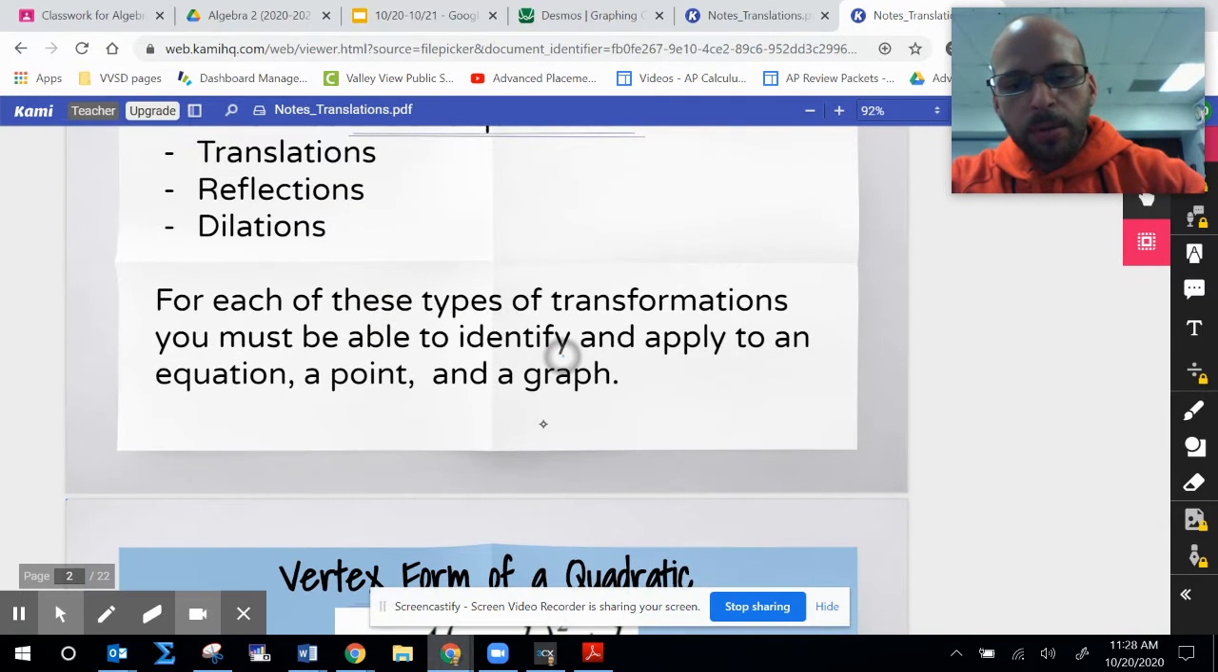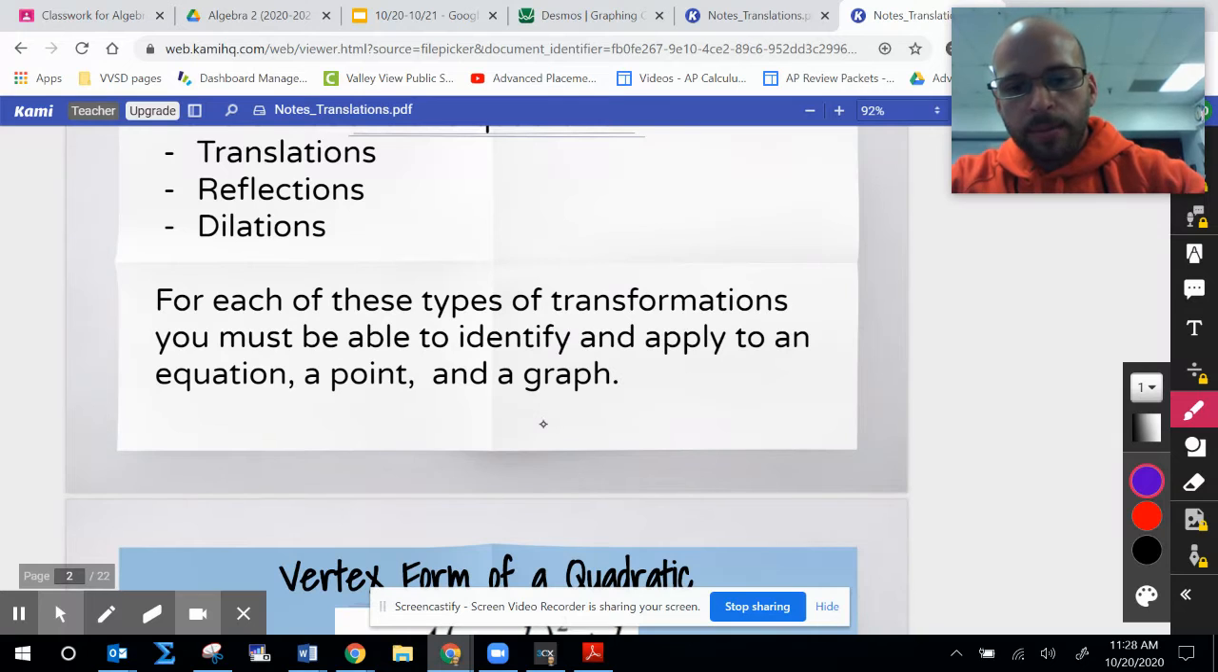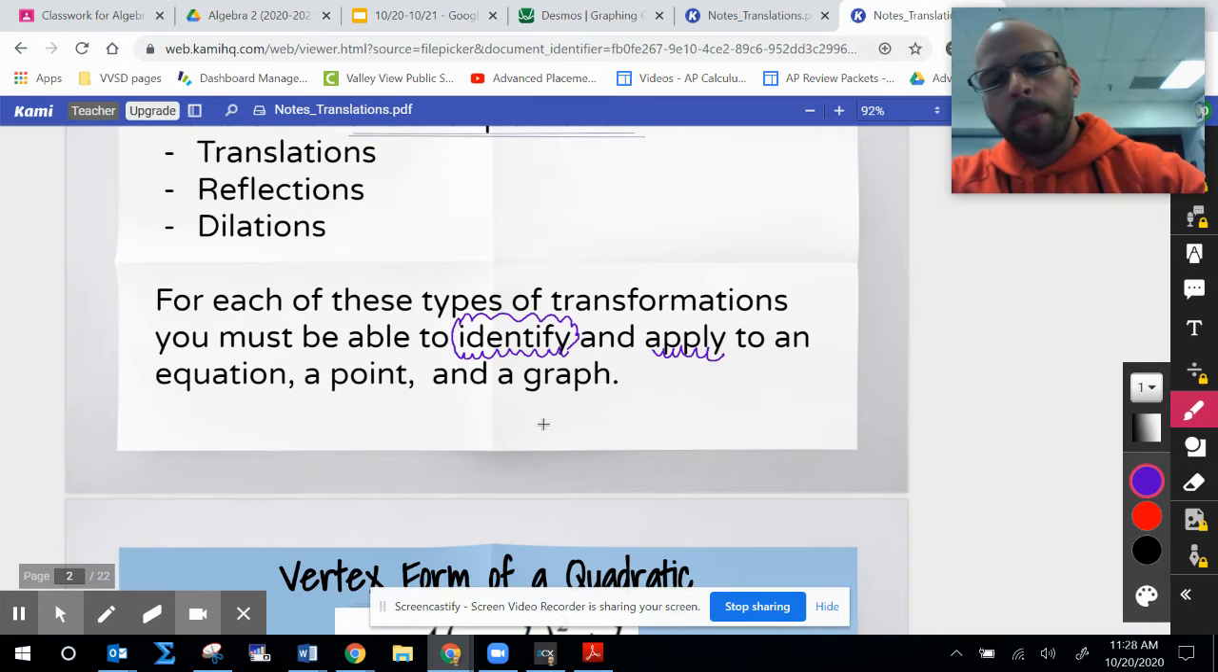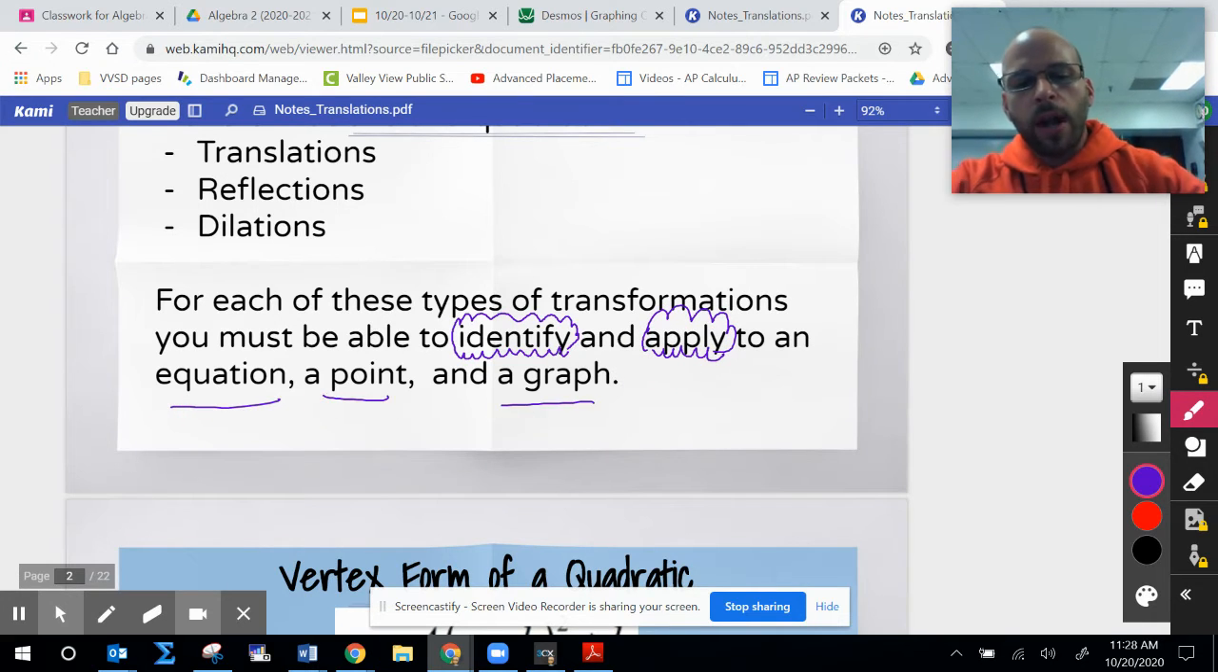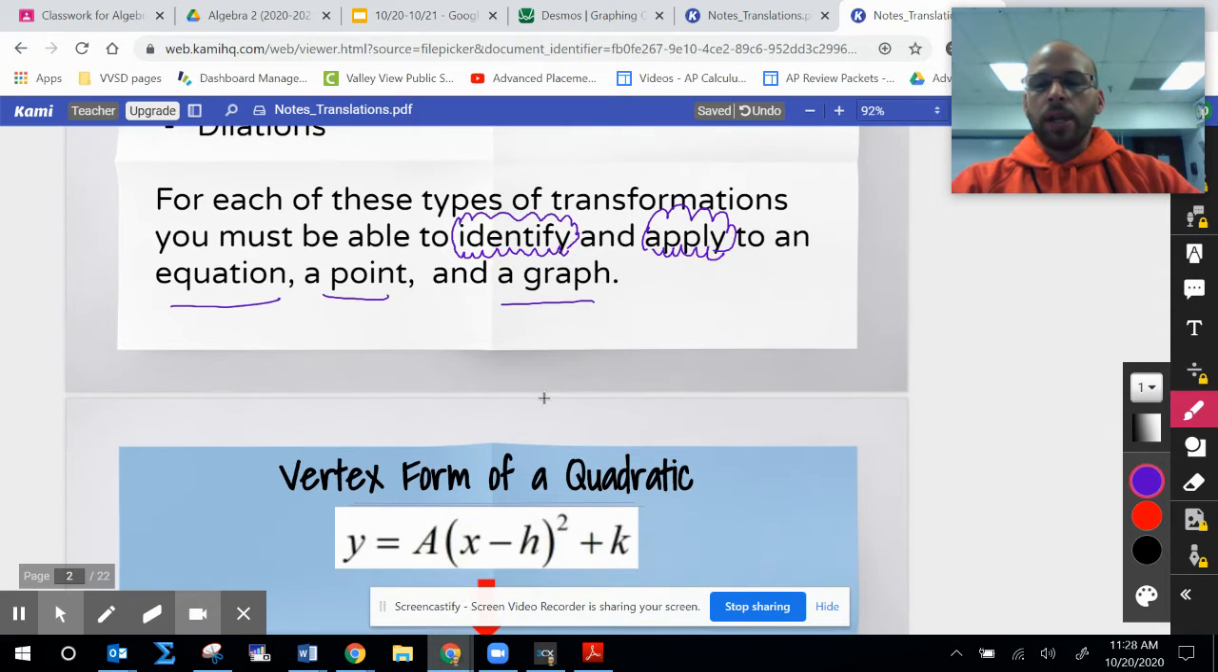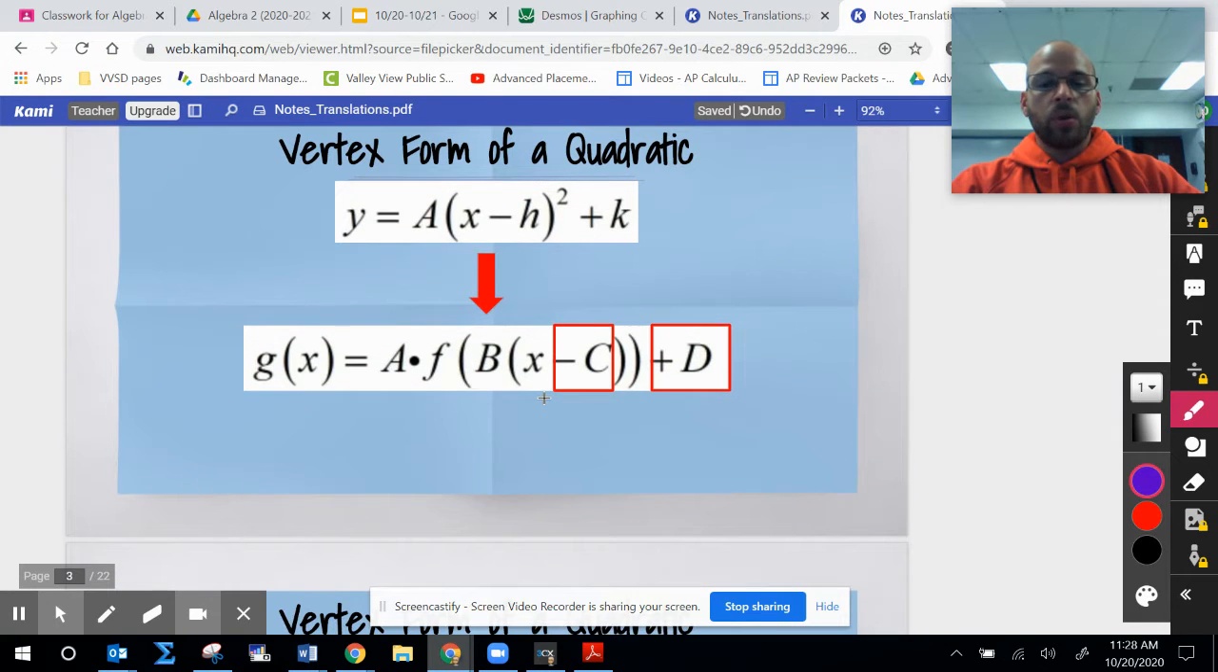So we are going to go through one. I need you guys to be able to identify what the transformation is, and we're going to apply it to an equation, a point, and a graph. So one, I want to be able to identify what the transformation is, and then I want to be able to apply it to a point, equation, or graph.